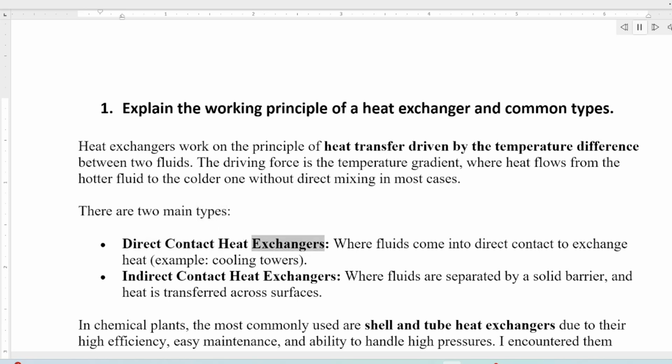Direct contact heat exchangers, where fluids come into direct contact to exchange heat, for example, cooling towers. Indirect contact heat exchangers, where fluids are separated by a solid barrier, and heat is transferred across surfaces. In chemical plants, the most commonly used are shell and tube heat exchangers due to their high efficiency, easy maintenance, and ability to handle high pressures.